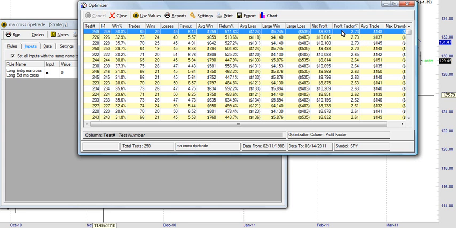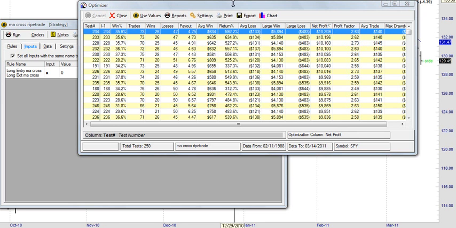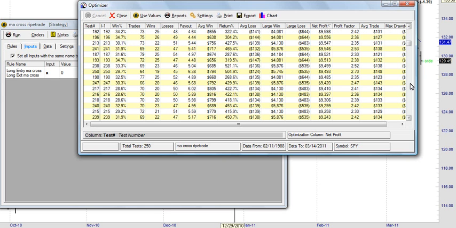Based on profit factor, which is an important metric that many system developers like to use, the 249-day crossover is the best strategy to follow. If we sort this optimization report once again by total net profit, we could see that these longer period moving averages tend to make the most amount of money.